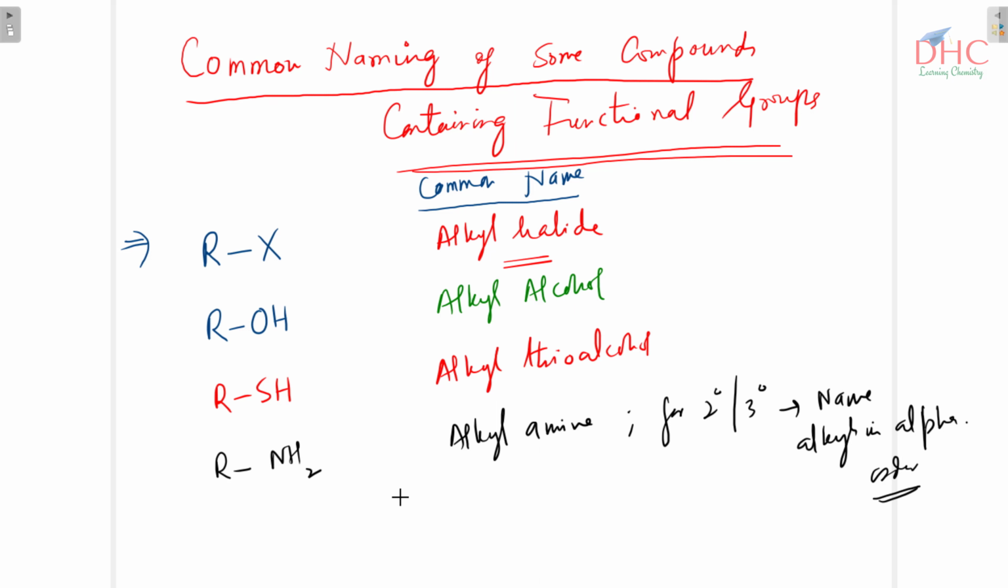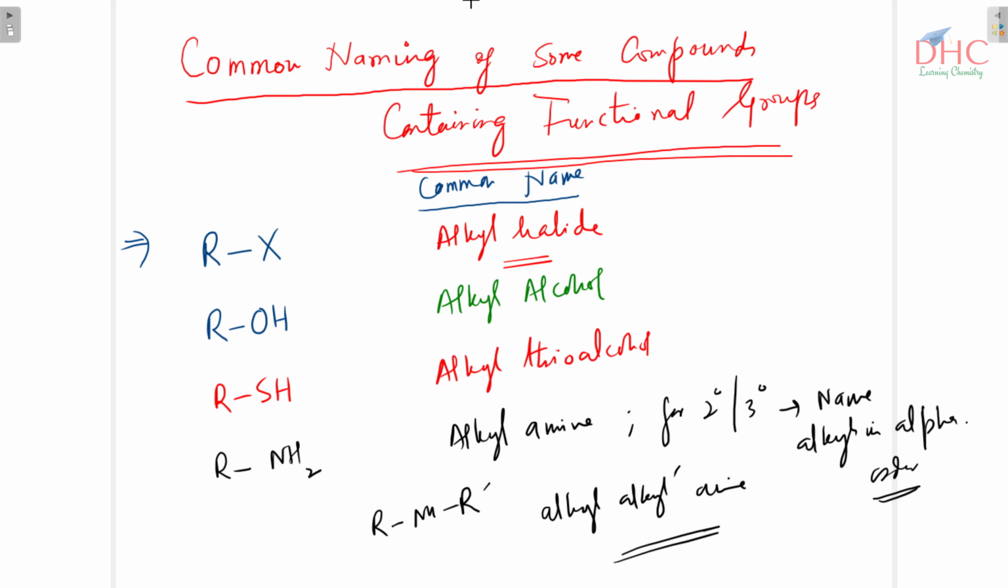For instance, if you have R single bond NH single bond R dash, it will be equal to alkyl dash amine. Alkyl amine is the general name, but if we have a secondary amine, R, NH, R dash, we will name them alphabetically. So alkyl dash amine or alkyl dash alkyl amine, depending upon which comes alphabetically first.